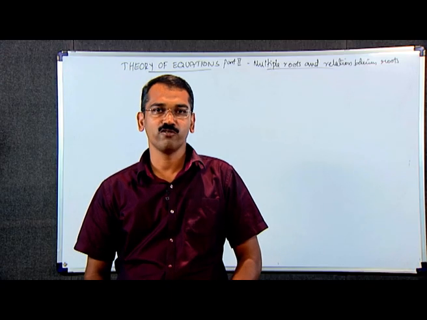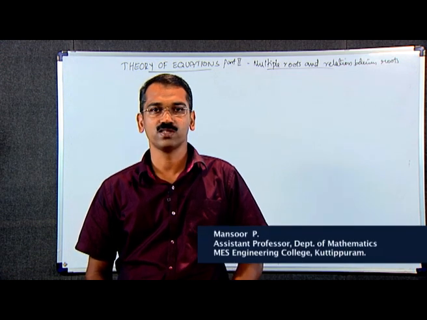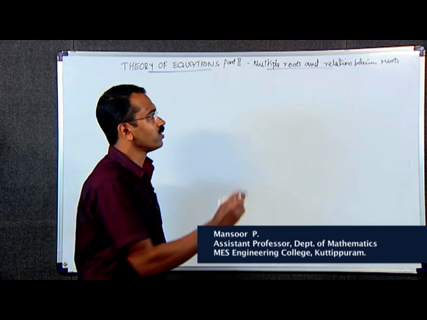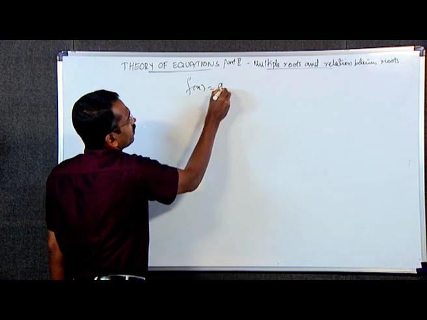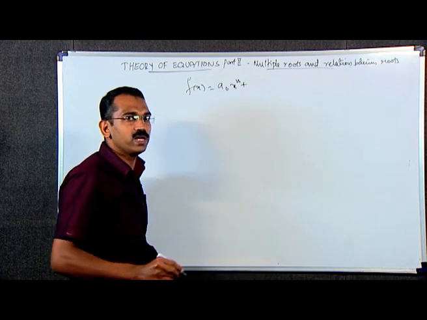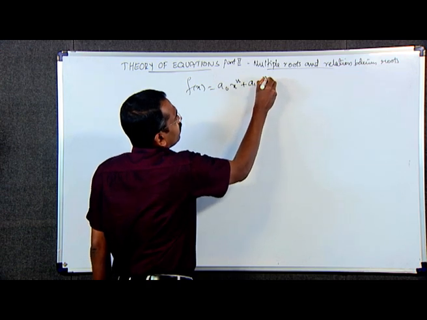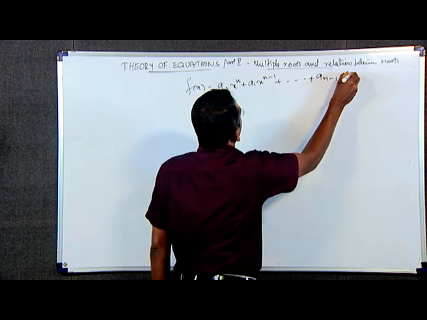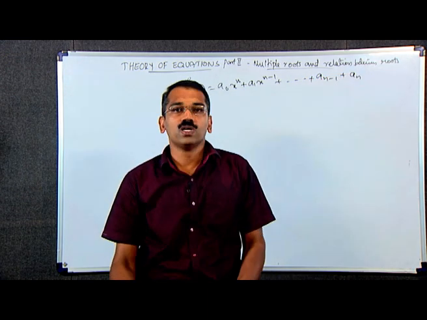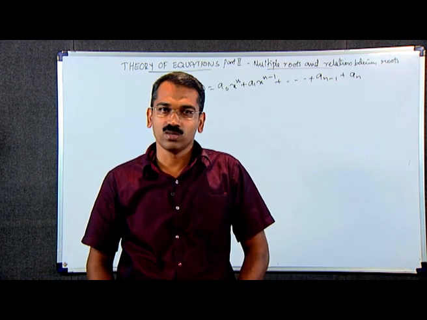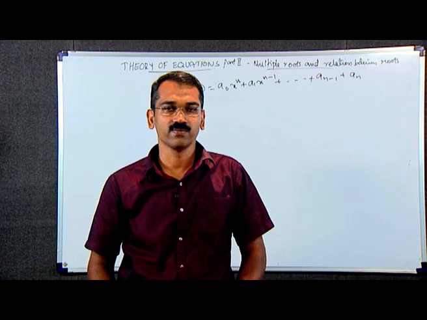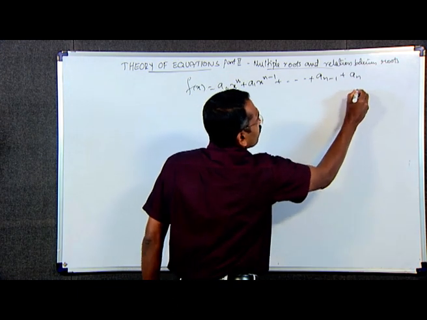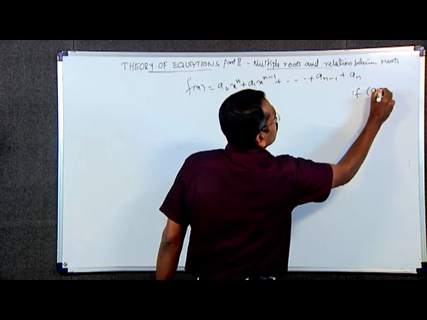Welcome to the session on theory of equations, multiple roots and relation between roots. An expression of the form f of x is equal to a naught x raised to n plus a1 into x raised to n minus 1 plus etc. plus a n minus 1 plus a n, where a naught, a1, etc. a n are constants and n is a positive integer, is called a polynomial in x of degree n, provided a naught not equal to 0.